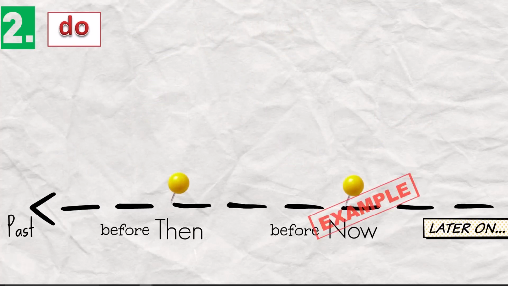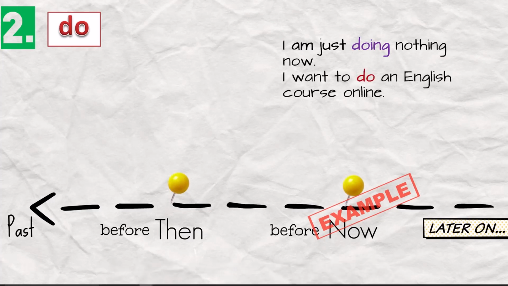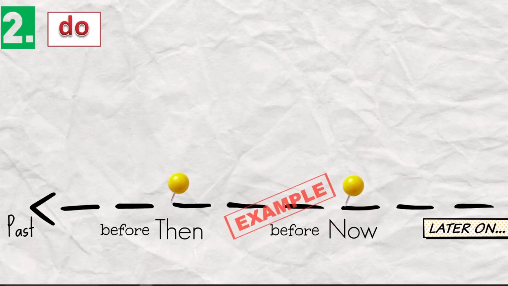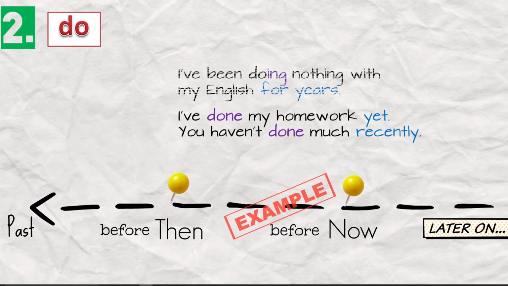Alright, and again, let's have examples. I'm just doing nothing now, which is not true, but it's just an example. I want to do an English course online. You always do your English homework. He never does his homework. So this is the present now. Now we have examples. I've done my homework yet. You haven't done much recently. I've been doing nothing with my English for years.